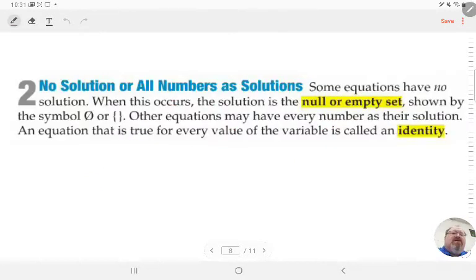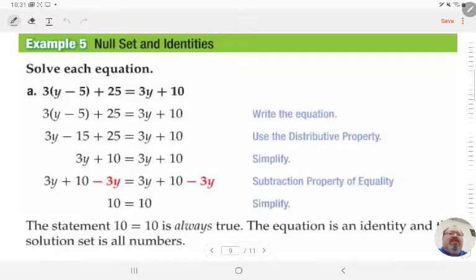All right. So now let's talk about no solutions and all numbers as solutions. Well, if you get where you have a no solution, you could either represent it by that symbol, which means null. You could represent it by the two brackets with nothing in the middle. That means empty set. Or you can simply just write no solution. Also, if every number works, you could write all real numbers, or you could write identity. Okay? So let's take a look.